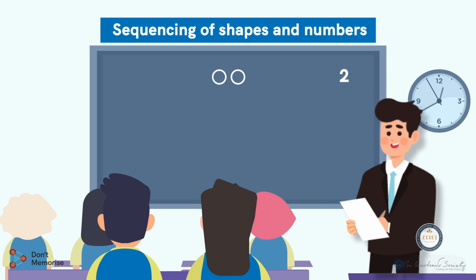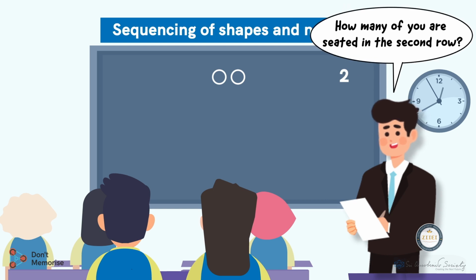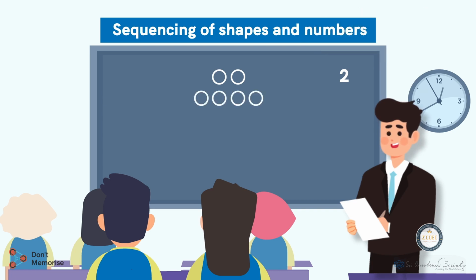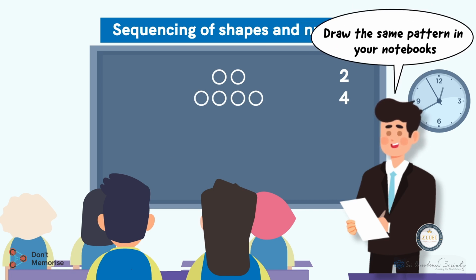Next, by pointing at the second row, ask them, how many of you are seated in the second row? As the students have prior knowledge of counting, they may answer 4. Once they've finished responding, draw 4 circles on the board below the 2 circles and write the number 4 beside it. Ask the students to draw the same in their notebooks.